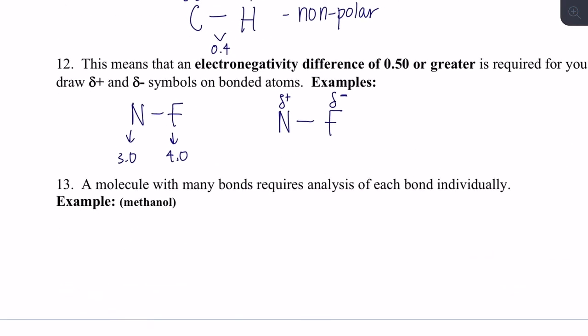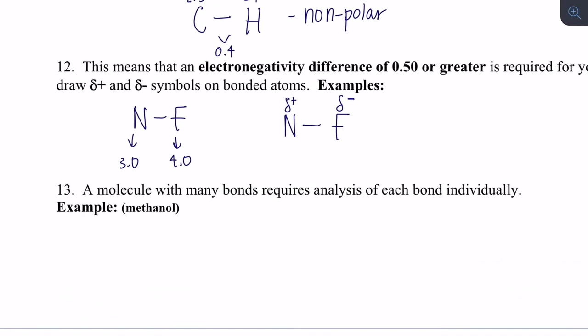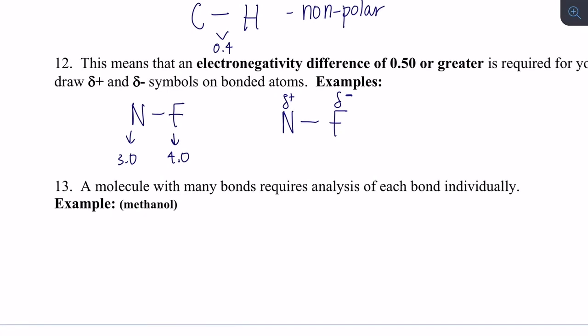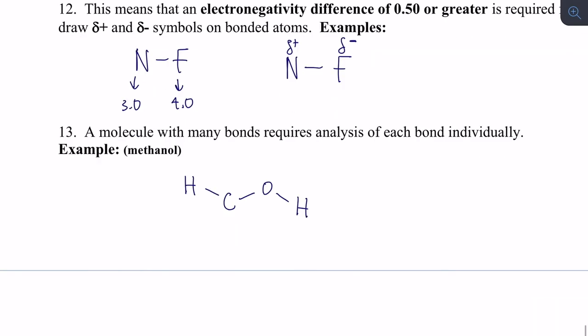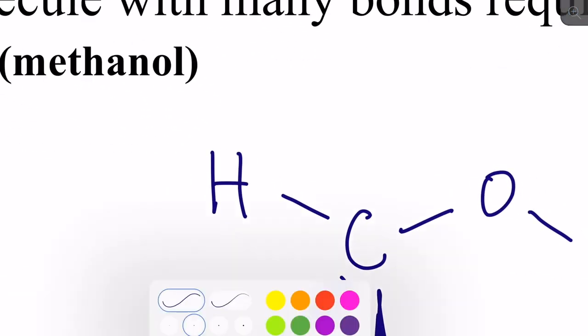A molecule with many bonds requires that you analyze each bond separately. So let's look at methanol. So first I'm going to draw the bonds. So I've got a carbon bound to an oxygen, which is bound to a hydrogen, and the carbon is also bound to three more hydrogens. So we have to look at each of them separately. We look at every bond by itself.